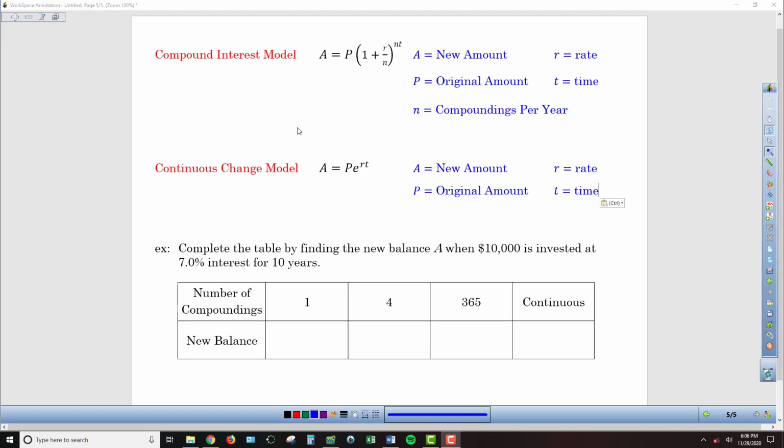We can see here we've got two different growth models set up for us. We have what we're going to refer to as the compound interest model. This is not for continuous growth. And then we're going to have this continuous change model, which assumes that the growth is continuous.